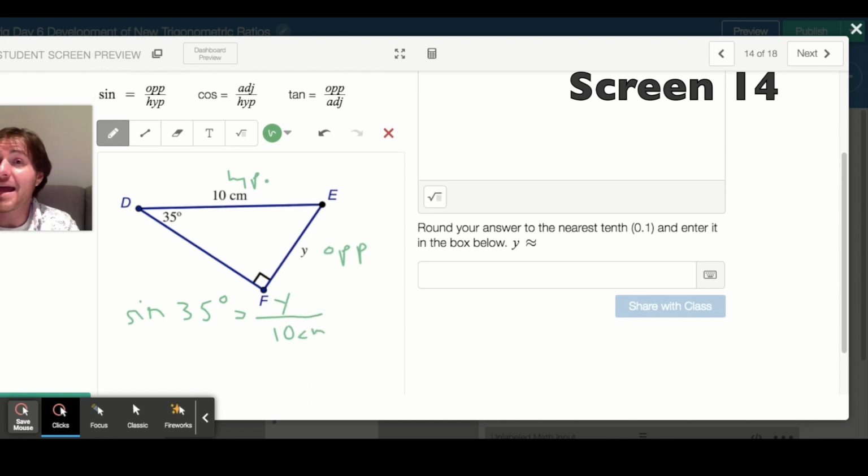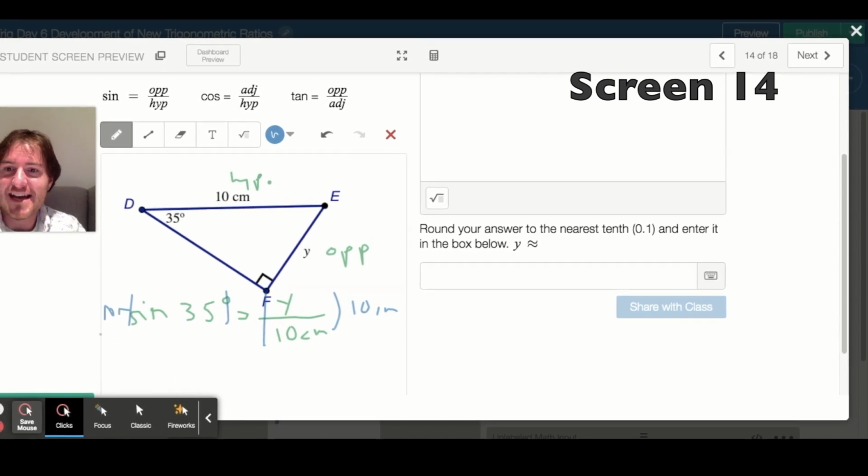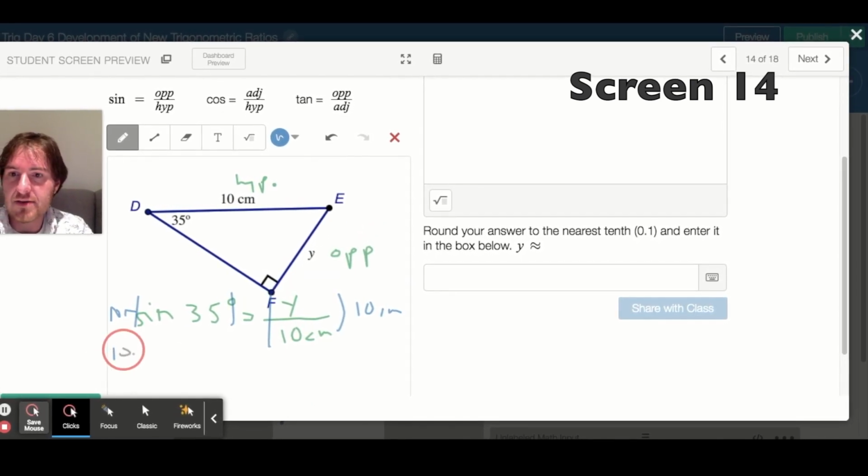Okay, so to solve for y, I'd simply have to get rid of this dividing by 10 centimeters. I'm going to figure out what sine of 35 degrees is. I'll do that a little bit later. What I'm going to do is multiply both sides by 10 centimeters so that I can isolate y. So here, I'll do this over here. Multiplication property of equality. Multiply this by 10 centimeters. And then I'll multiply this by 10 centimeters. Ugh, messy, okay?